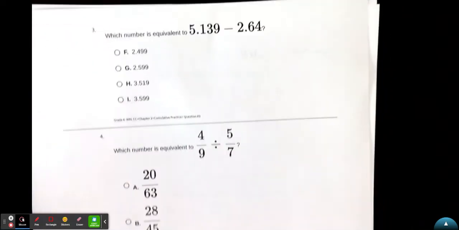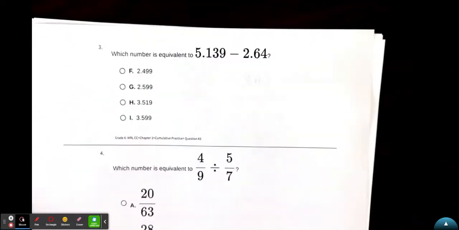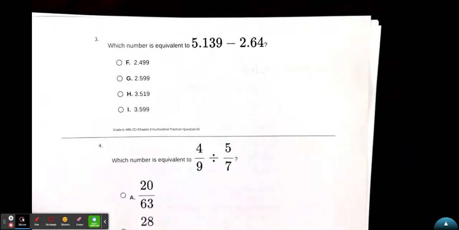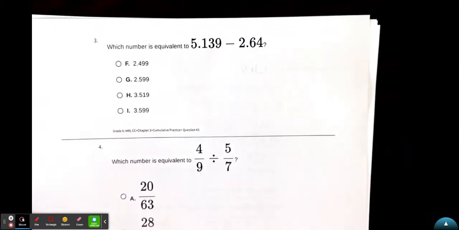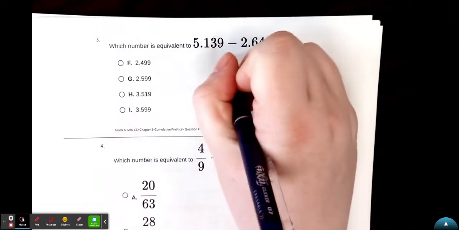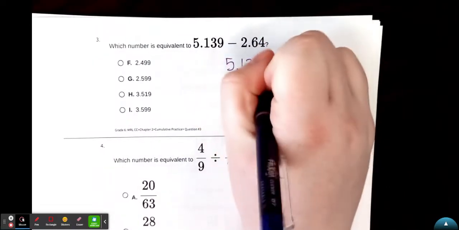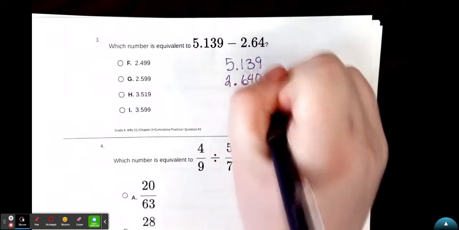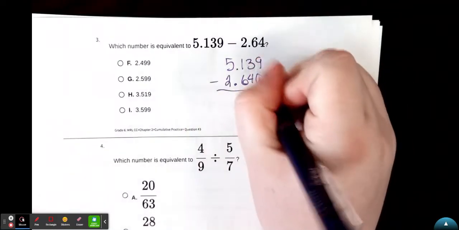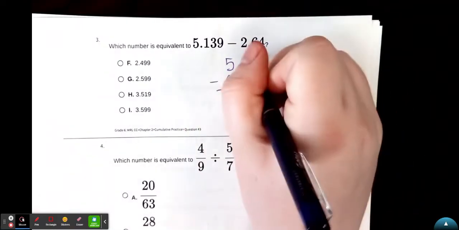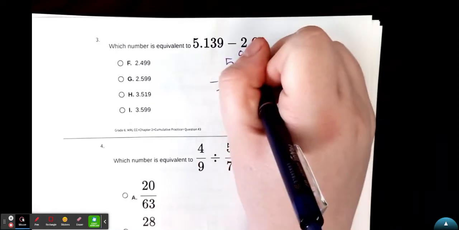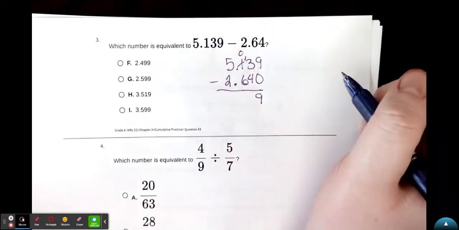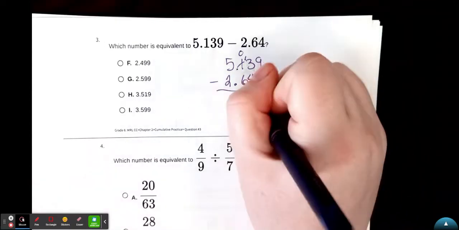Number 3, which number is equivalent to 5.139 minus 2.64? So since we are subtracting these decimals, we line them up. So 5.139 minus 2.64, and in the blank spot, we put a 0. 9 minus 0 is 9. Can't do 3 minus 4, so we borrow from the 1. My 3 becomes 13. 13 minus 4 is 9.